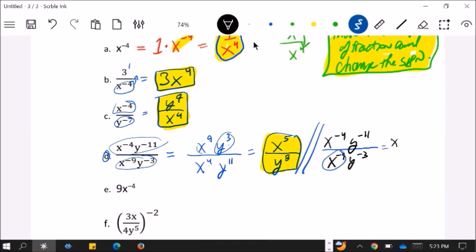So if I go x to the negative 4th and I bring that x to the negative 9 up, that becomes a positive 9. On the bottom, I have y to the negative 11th. Well, I can bring that to the bottom and make it positive 11, and here I have a negative 3. So on the top now, I have a negative 4 plus 9, or a 9 minus 4. Well, 9 minus 4 is 5.